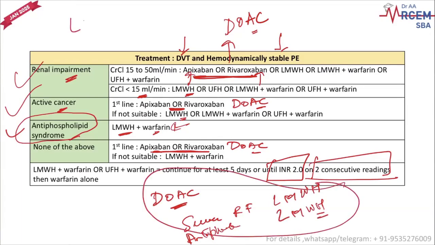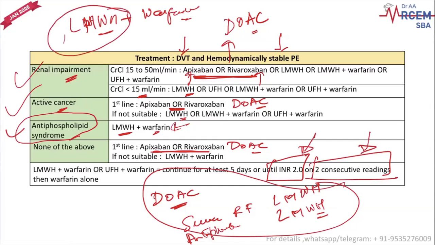There is a combination of low molecular weight heparin plus warfarin that you start because you want to keep them on an oral tablet. You start low molecular weight heparin only, and only when the INR has reached at least 2 on 2 consecutive readings, more than 2, at that point you stop the low molecular weight heparin and start on warfarin. It depends on trust to trust and hospital to hospital, which kind of approach they want, but this is the classical approach recommended by the NICE guideline.